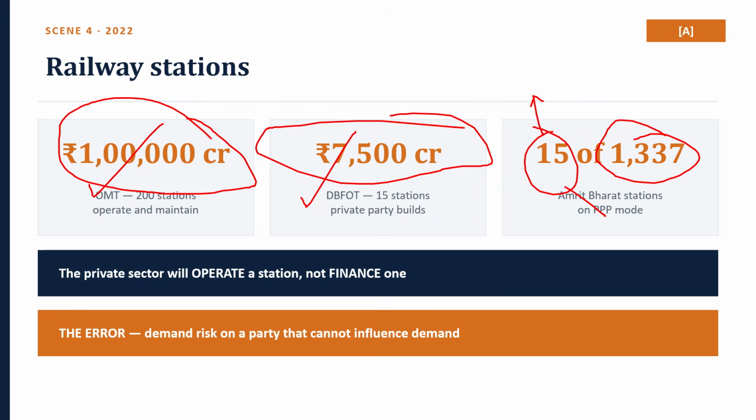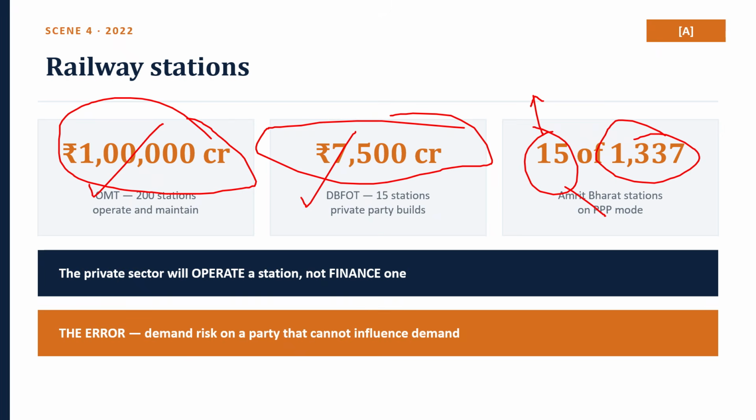So now the analysis that lifts the answer. Point one here is that the model has shifted, and shifted for a reason. Look at the split: 1 lakh crore on OMT against 7,500 crore on DBFOT. Over 13 times as much value is being monetized through operate and maintain concessions on stations the government has already built as through concessions where the private party builds.